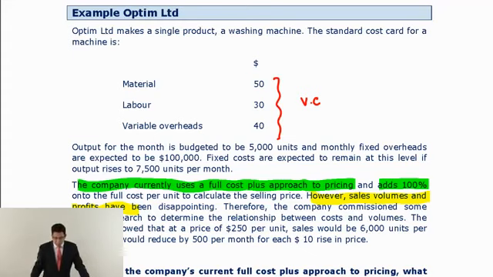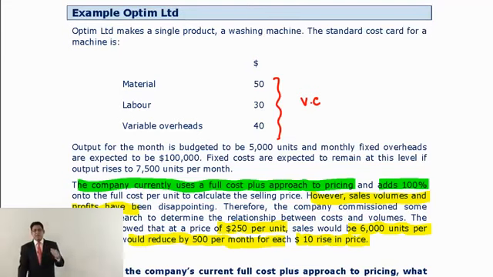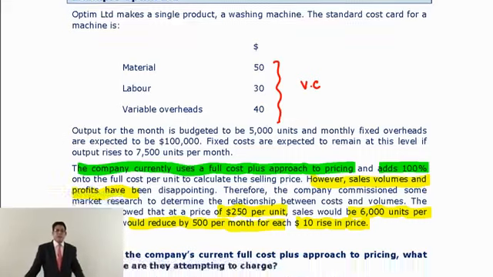The research showed that at a price of $250 per unit, sales would be 6,000 units per month, and would reduce by 500 per month for each $10 rise in price. So if the price set is 250 for a washing machine, units sold will be 6,000. But if we increase the price by $10, the demand or quantity would fall by 500 units. And it applies both ways. If we decrease the price by 10, the quantity will go up by 500. It works both ways. Now here are the requirements.